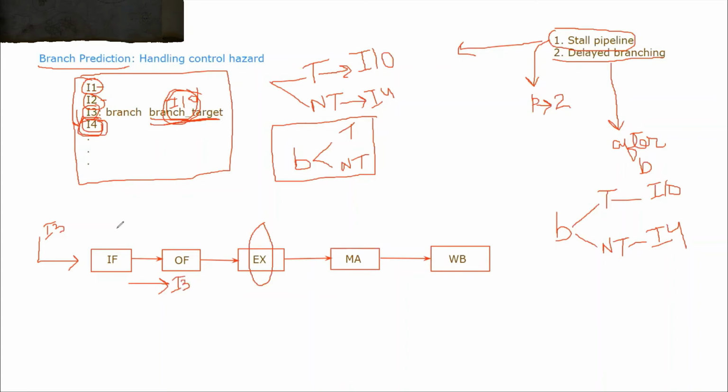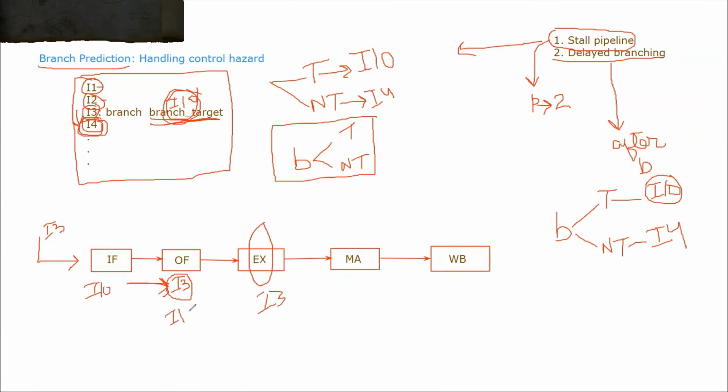Now, for example, if I know in the fetch stage whether this branch I3 is taken or not taken. Let's say in the fetch stage, I know the branch is taken. Then the next instruction should be I10. Since in the fetch stage itself I know that the next instruction after I3 is I10, when I3 goes to operand fetch, I will also fetch I10. So you can see I3 moves to execute and I10 moves to operand fetch.